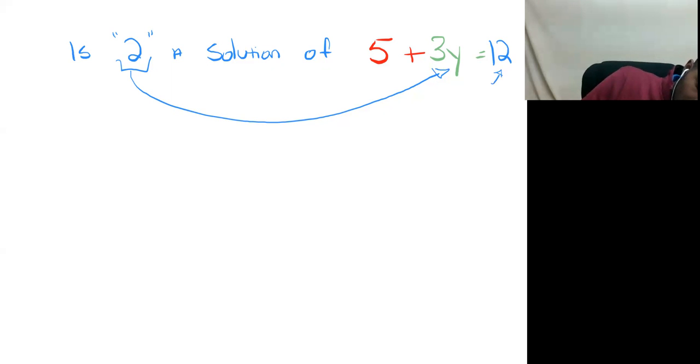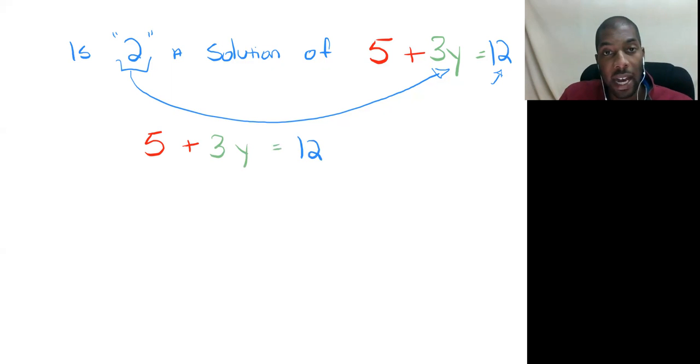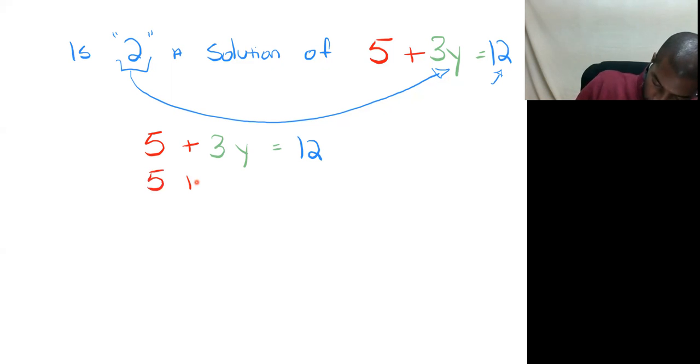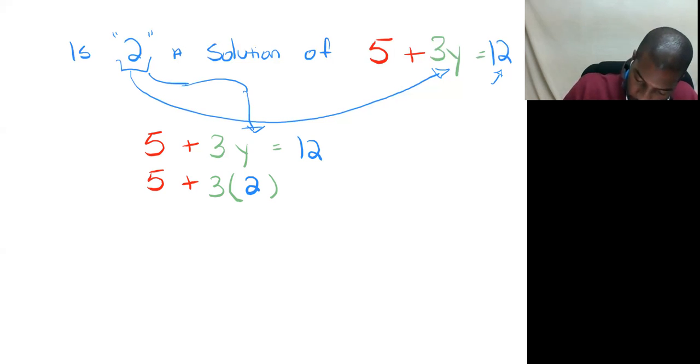Well, first step, I rewrite the equation. And then I must understand what this equation says. This equation literally says 5 plus 3 times whatever y is. Will that equal 12? Well, I'm going to substitute my missing variable. The y is going to be the 2, because that's what they're asking for. Is it a solution? They're asking if I replace my variable with this number 2, will it give me 12?